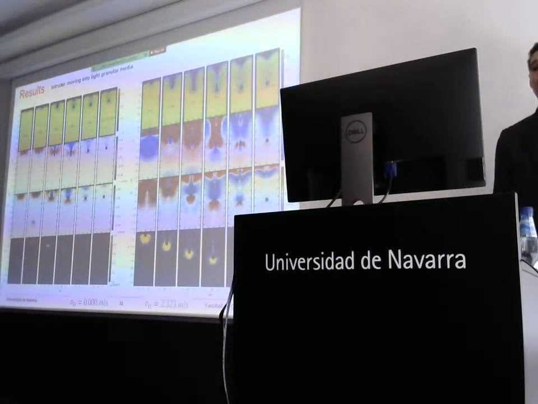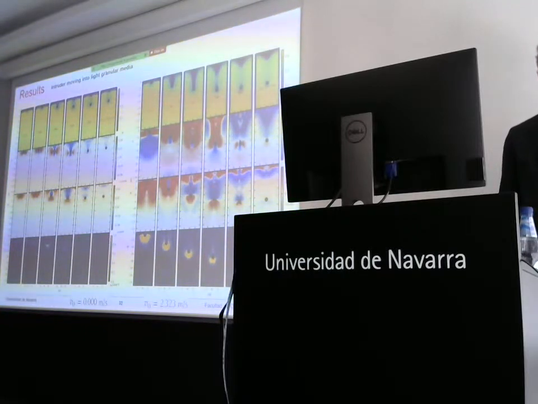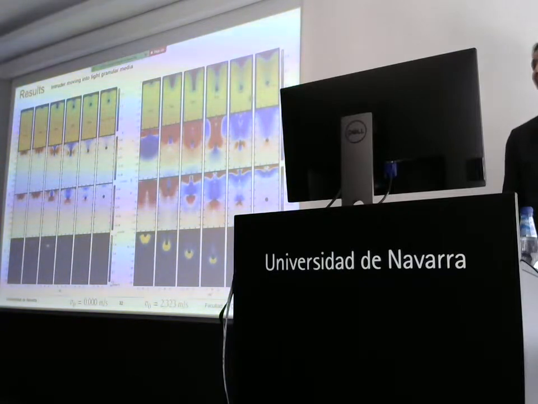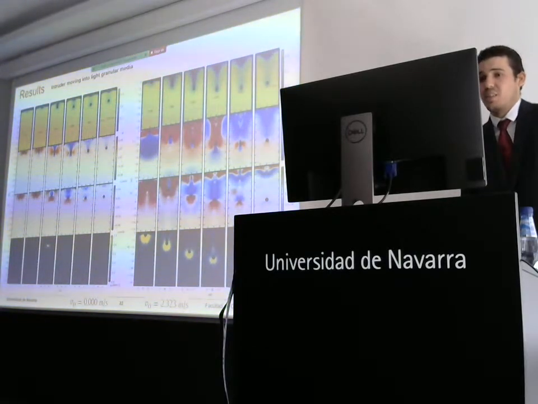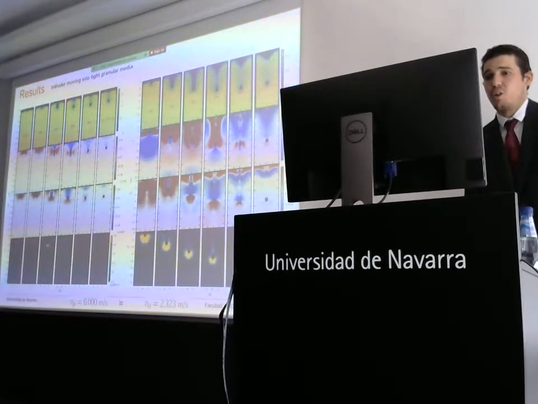So here, to the left, we have two panels. The left one is for the initial velocity equals 0, and the right one is for the velocity equals 2.323. And we can see the most important coarse-graining fields for the penetration of the intruder. The first one is the volume fraction, the second one is the vertical velocity, the third row is the radial velocity, and the fourth one is the kinetic pressure.